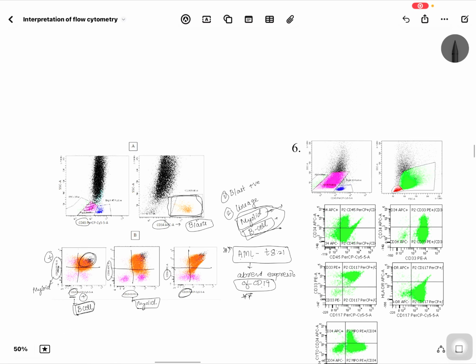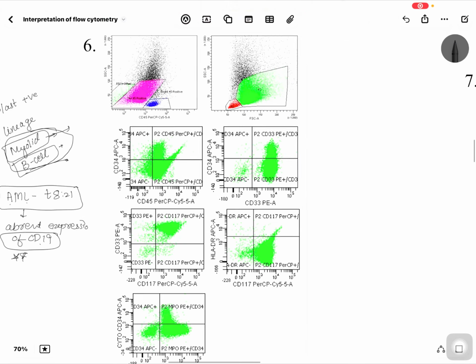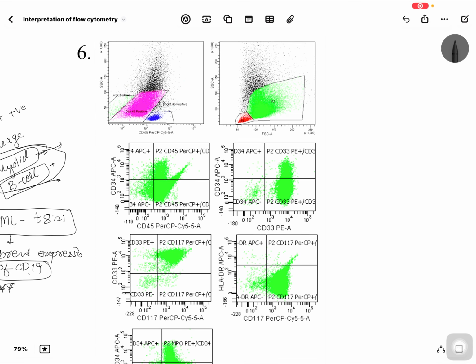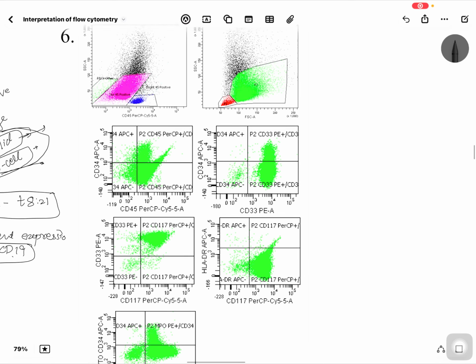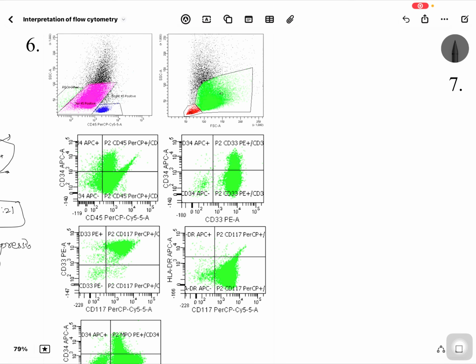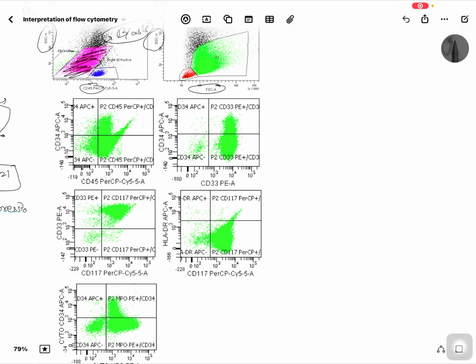Understood? Okay. Moving on to the next one, that is this. Okay, so CD45 and SSC. Dim positivity means this population has blasts. This is a population of blasts. That means blasts are present. Then again, this is side scatter and forward scatter. We don't want to go into detail of that when we have been given so much here.